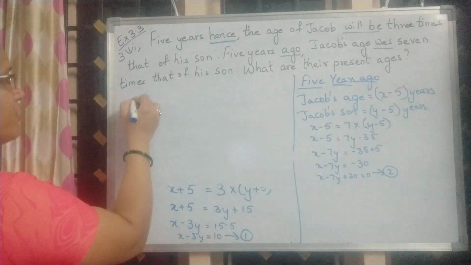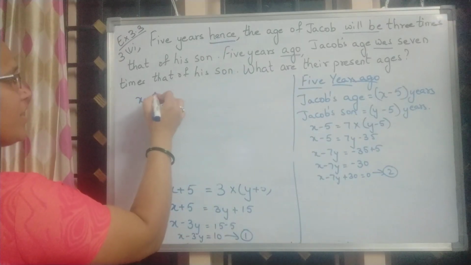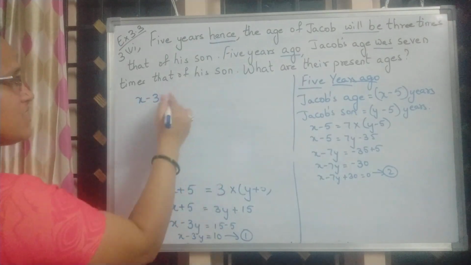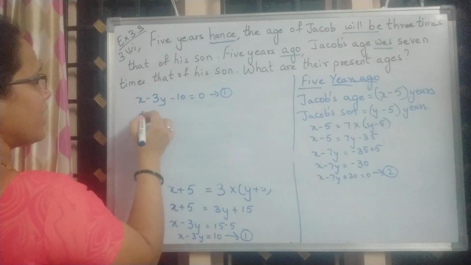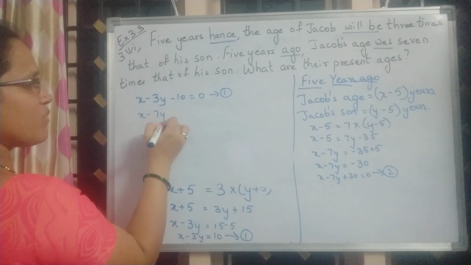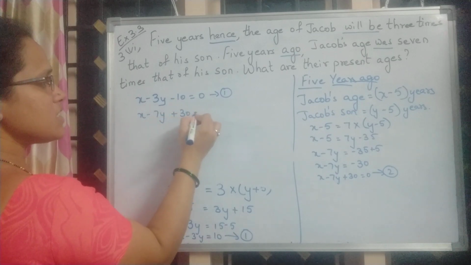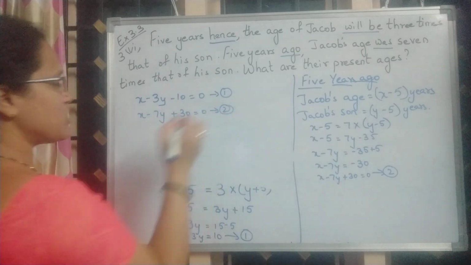So let me take the equations. x minus 3y minus 10 equals 0. Let it be equation number 1. And equation number 2 is x minus 7y plus 30 equals 0. Let this be equation number 2.